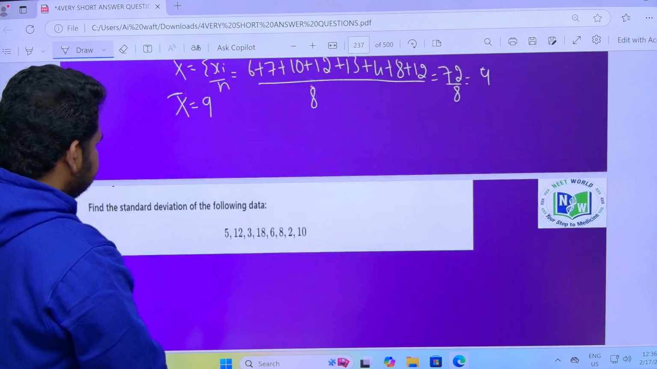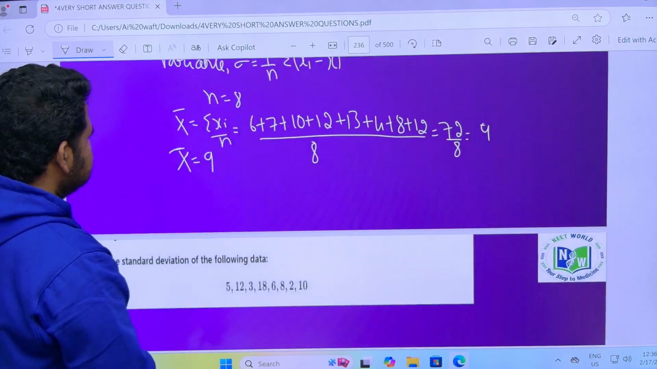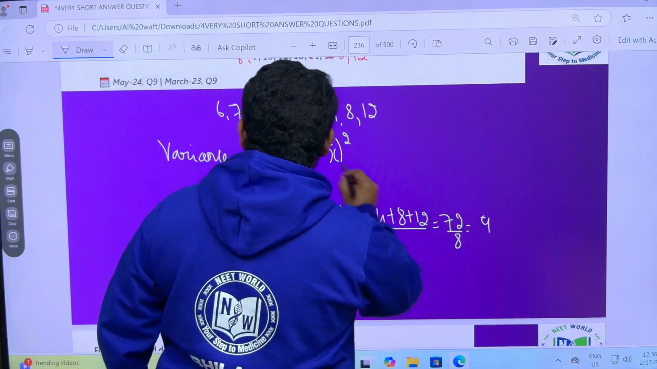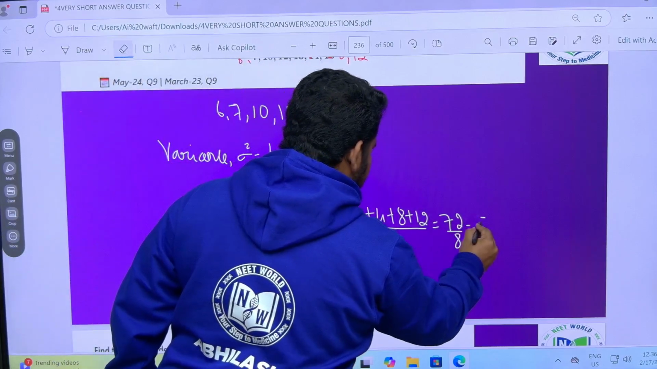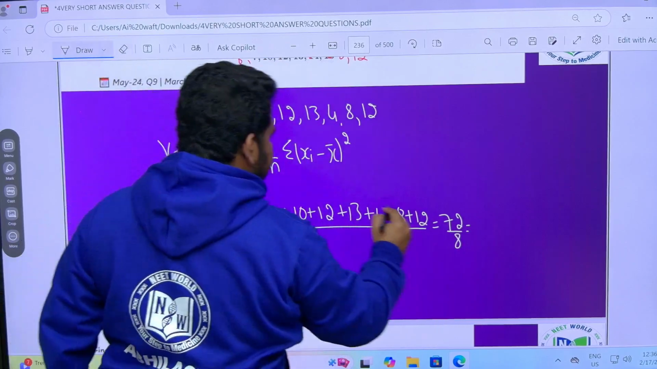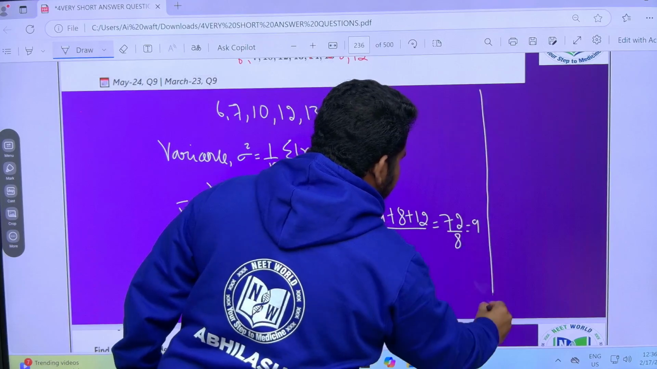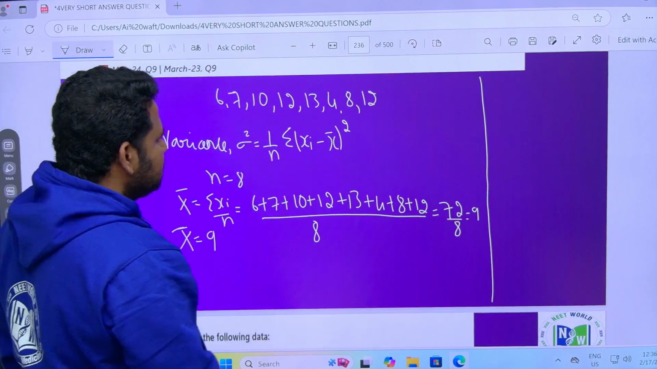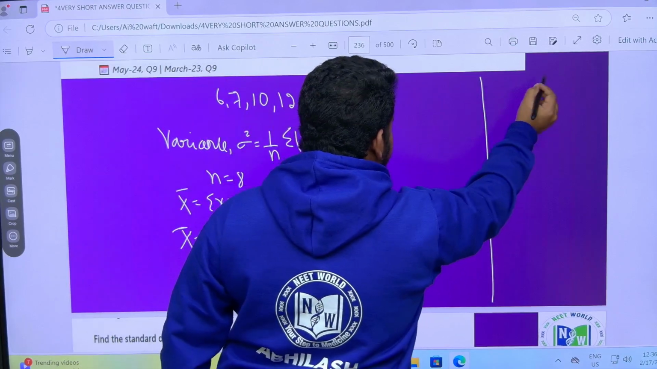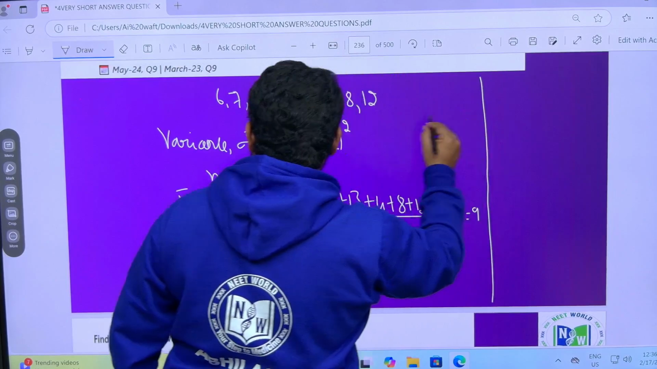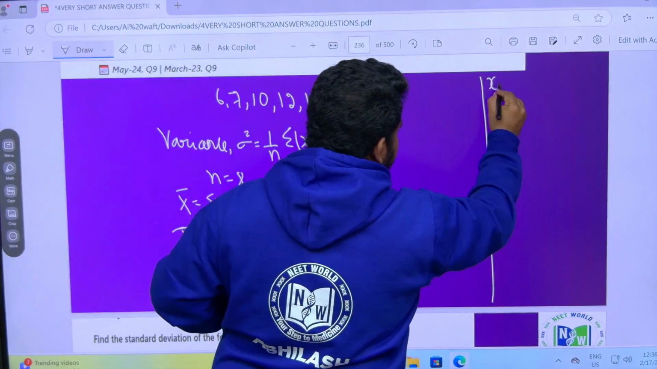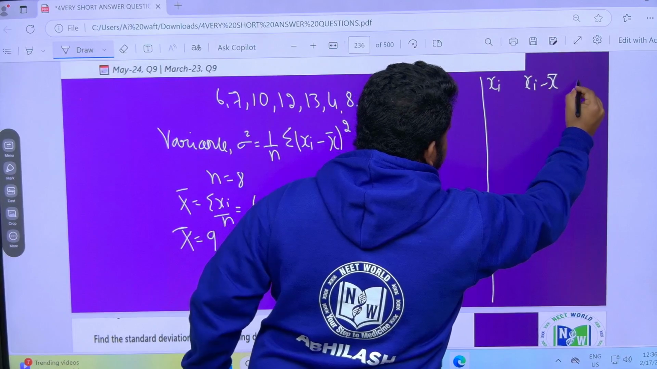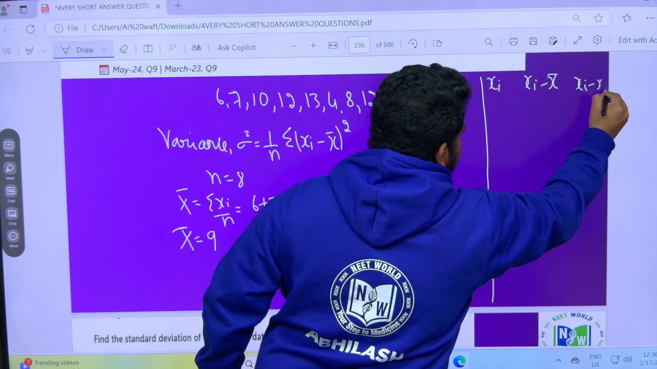I'll solve this question below. First, let us solve this question. Arithmetic mean will be equal to 9. So here you can draw a table. I can write xi, xi minus x bar, and xi minus x bar whole square.